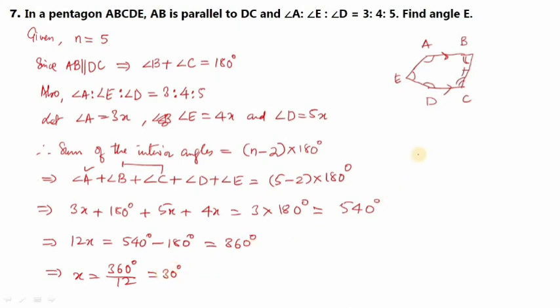Is that clear? Now the question is asking you to find angle E, isn't it? So angle E will be equal to how much? Angle E is given to be 4x. So it is 4 into x. X is exactly 30 degrees, isn't it? So the value of angle E turns out to be 120 degree in this case.